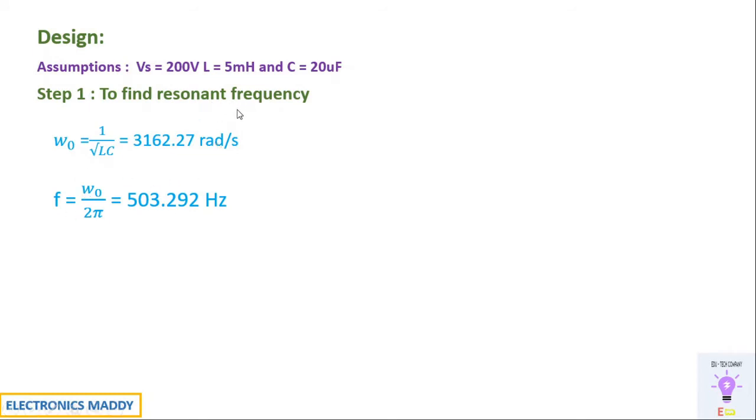Once this is done, our next step is to determine the value of frequency. That is nothing but the resonant frequency. This is in terms of radians per second, so we have to convert it into hertz. We know that omega is equal to 2 pi f, so f is equal to omega naught by 2 pi. Substituting, you'll be getting 503.292 hertz. So what is the time period? That is the reciprocal of frequency, 1.98 milliseconds. This is the value that we'll be entering in MATLAB in the pulse generator block. That is why we need these values, so be very careful with respect to the calculation part.